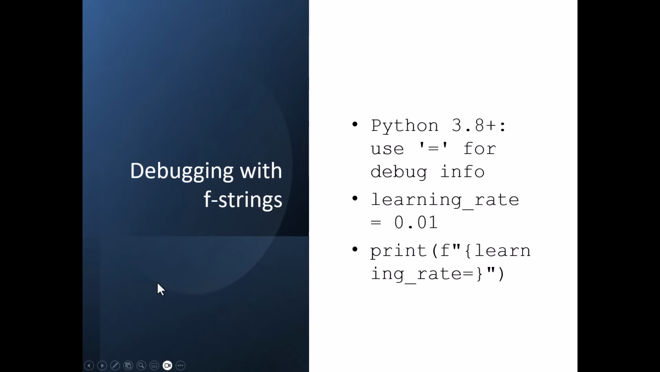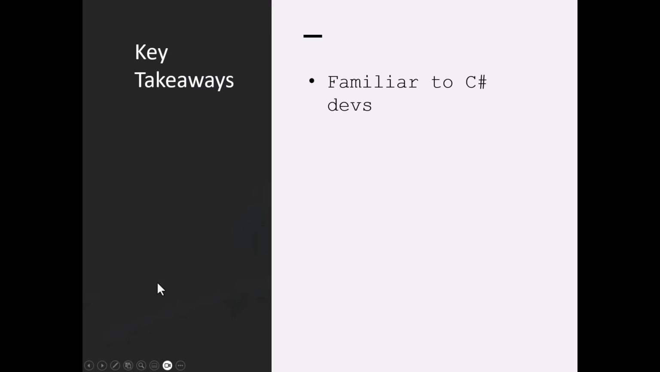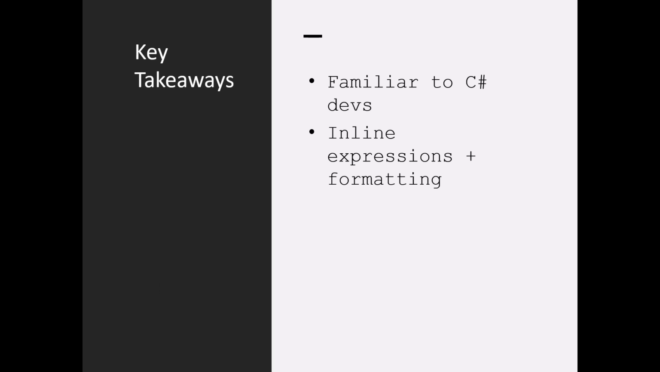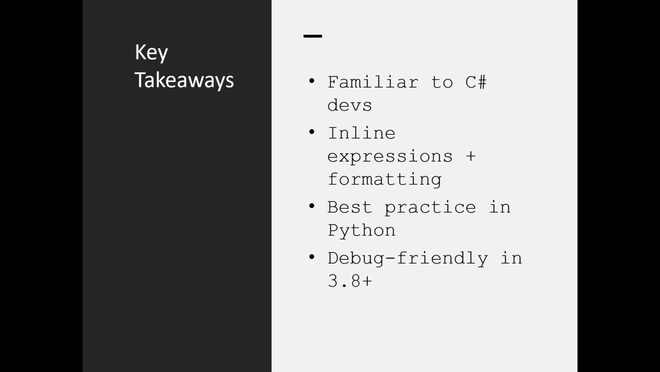So what are the conclusions and takeaways? Familiar syntax for C# devs using the prefix plus this pair of curly braces allows inline expressions with rich formatting, and f-strings are modern, performant, readable and debug friendly with the equals syntax in Python 3.8 plus.